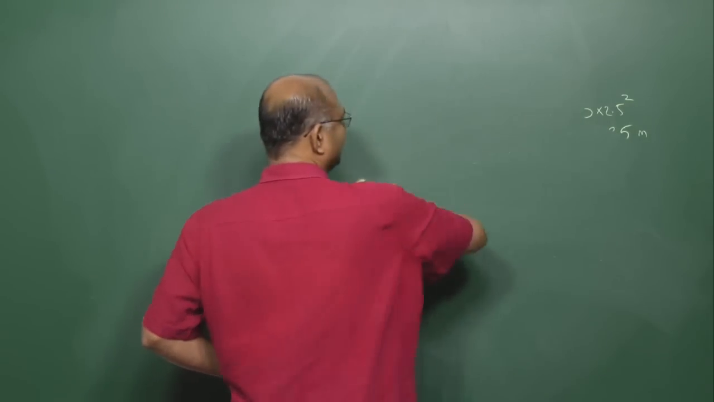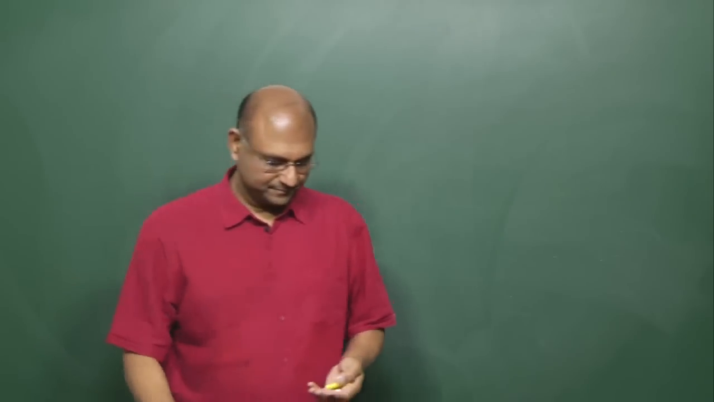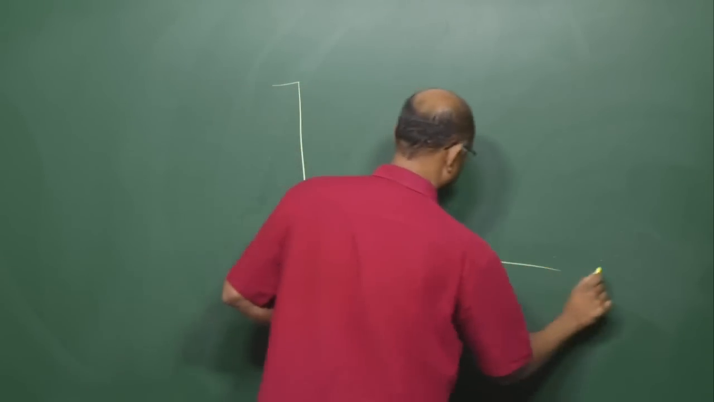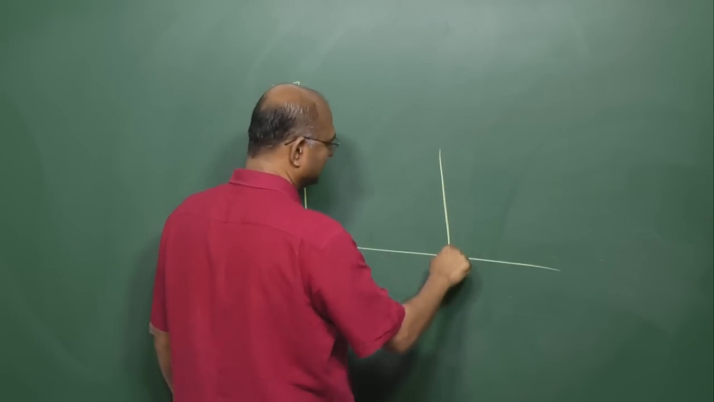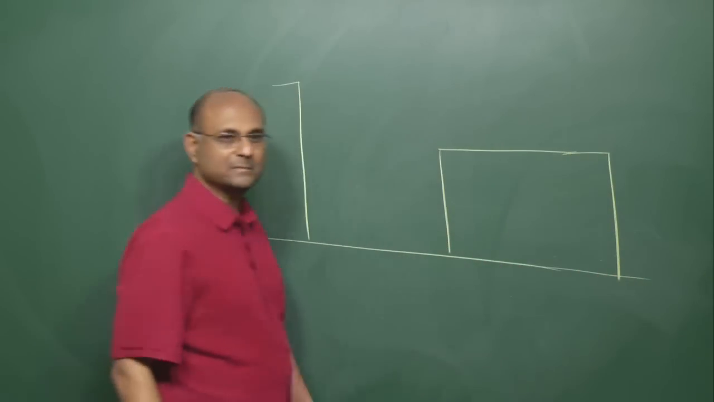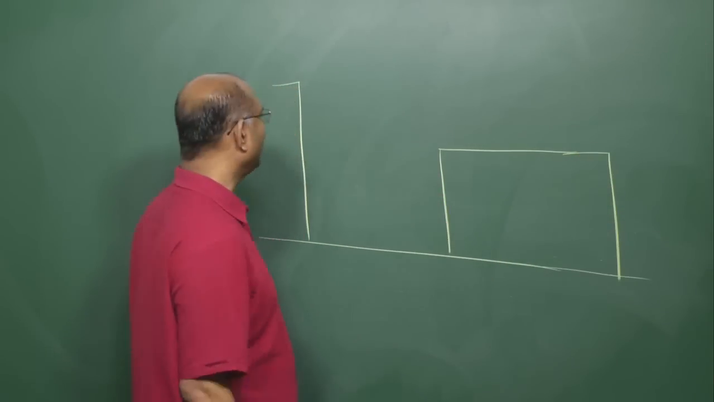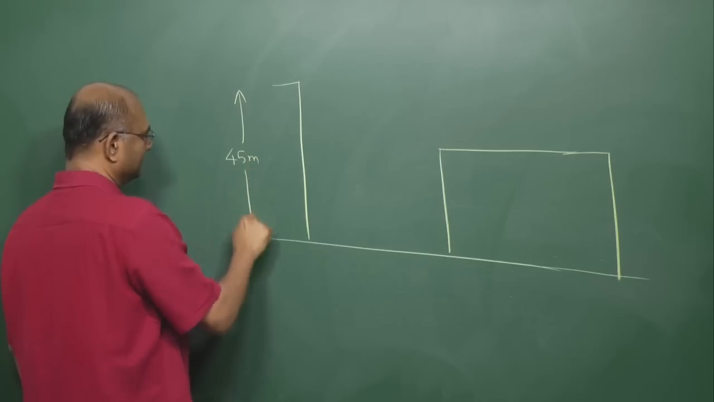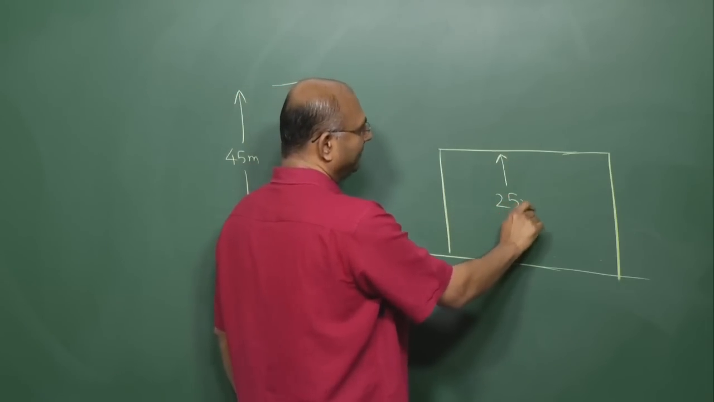I'm going to give you this question and let us see how many of you get this question right. So here is one building. Here is one building. And here is the second building. It's a nice, huge building. The second building is a large one. I don't know this distance. It's quite large. Okay. First building, the height is 45 meters. Second building height is 25 meters.